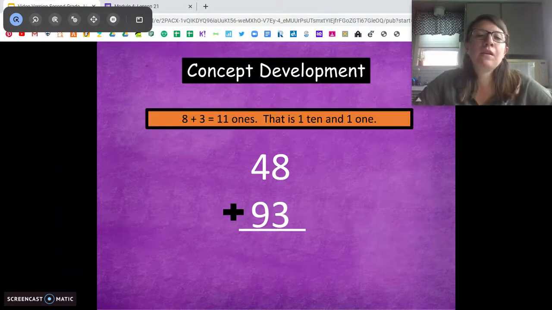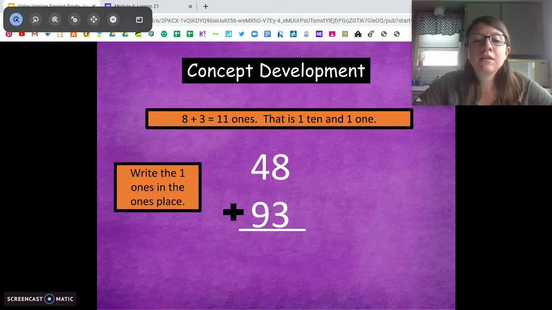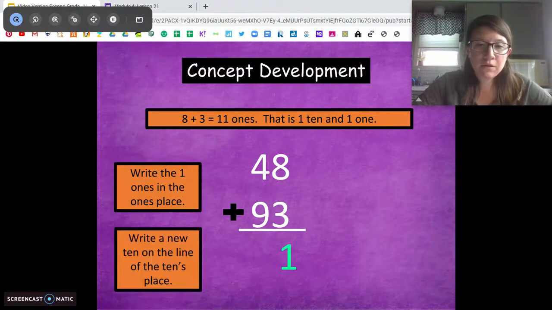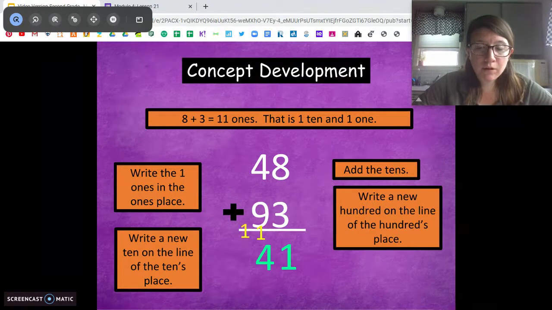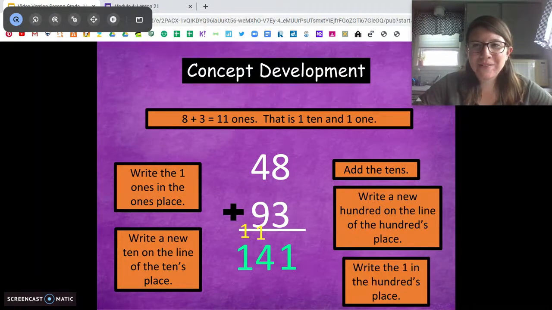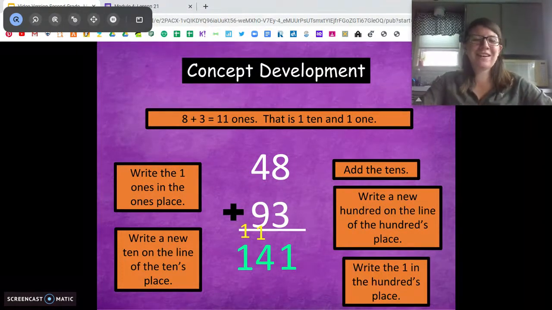Ready? Here we go. All right, I'm going to add my ones first. 8 plus 3 is 1 ten 1 one. So I'm going to put my ones down, bring my 10 over. There we go. Okay, now I'm going to add 4 plus 9 plus 1. So 4 plus 9 is 13, plus 1 more gives us 14. So I'm going to have to bring my 1 over. We get 141. Nice job. You guys are getting good at this.